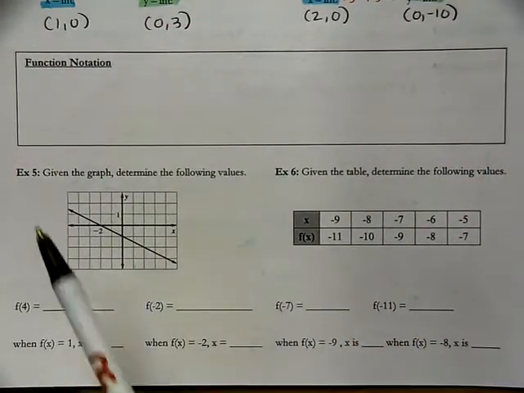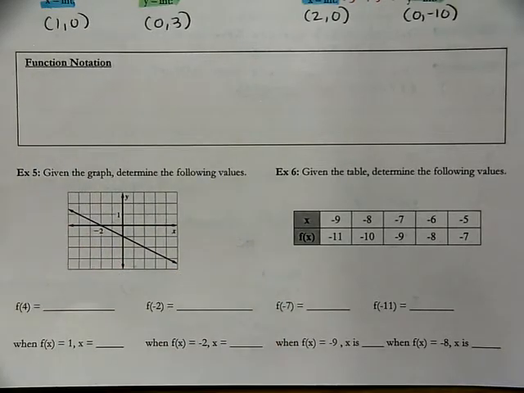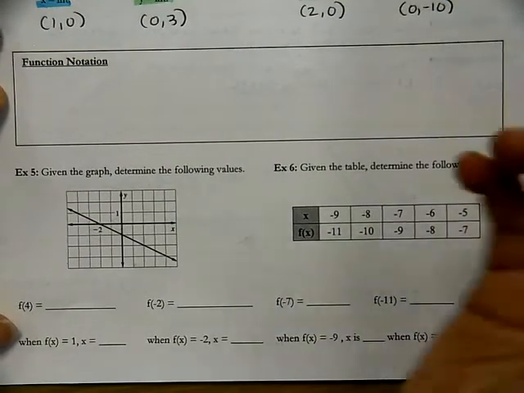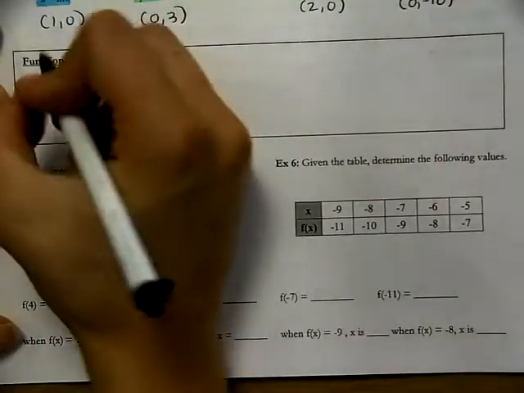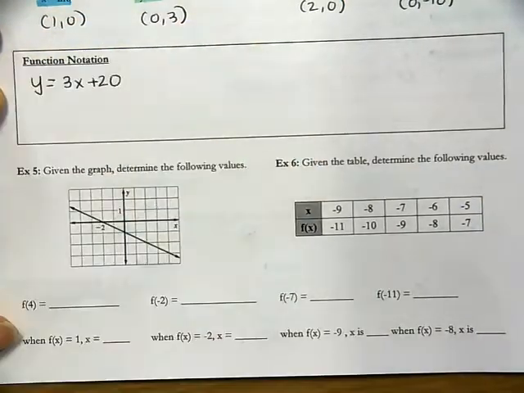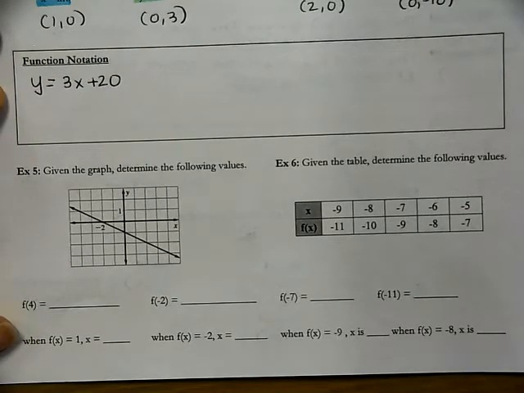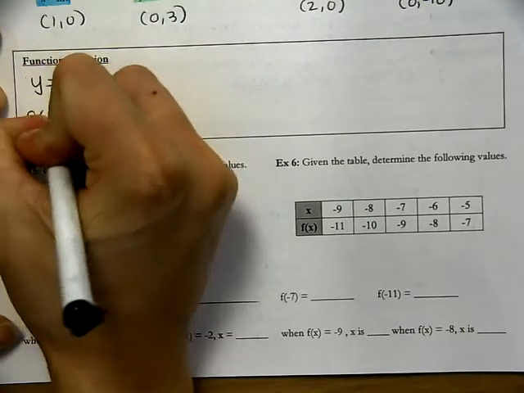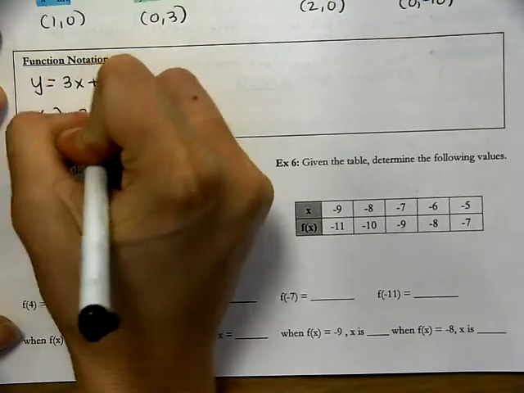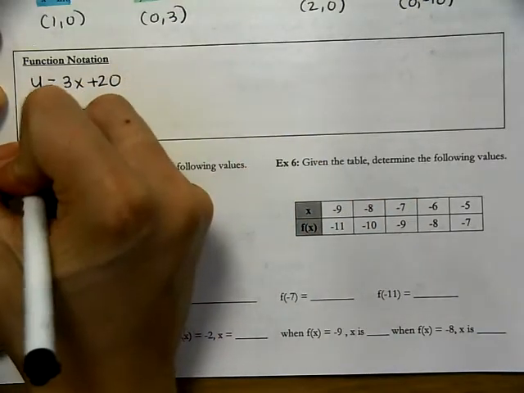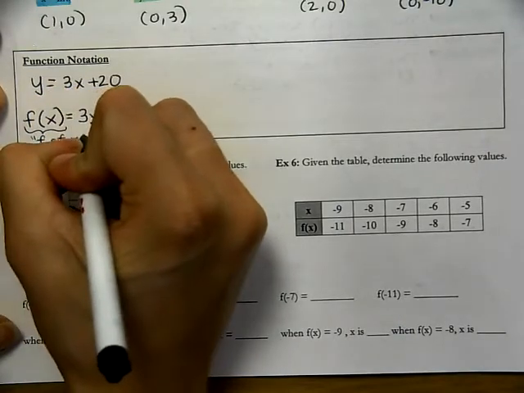Now I'd like to do an introduction with function notation. Function notation has to do with functions. Function notation is just a fancy way of writing equations with functions. So for example, last year you probably looked at equations that looked like y equals 3x plus 20. Well, instead of saying y equals 3x plus 20, we're going to write the y using function notation. So there's going to be an f, a parentheses, an x, and then we're going to close that parentheses. Now, this is not f times x. This is read as f of x.